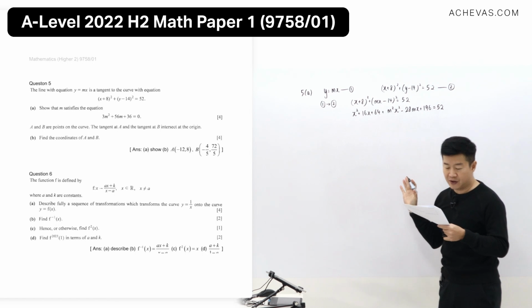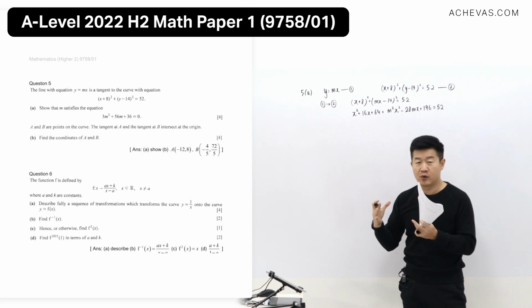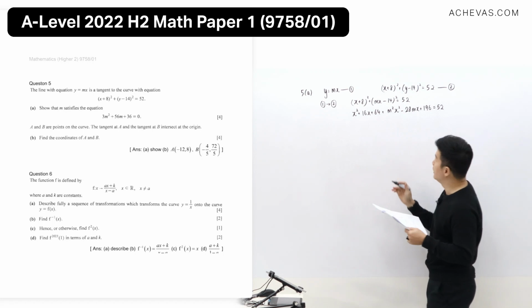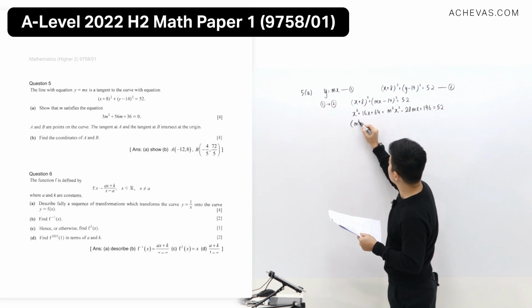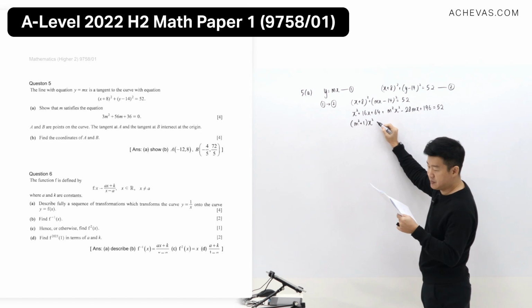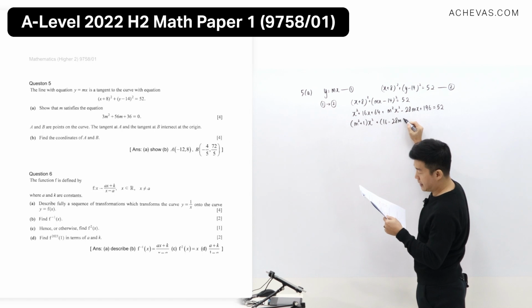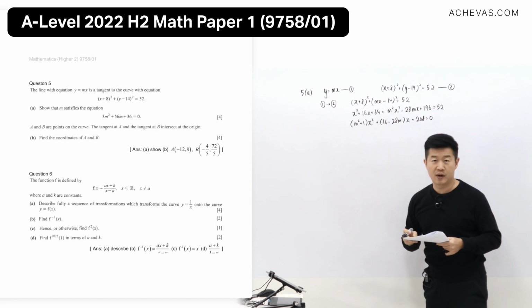I will bring everything over to the left-hand side, and I'll group all the coefficients of x², x, and the terms that are independent of x together. That will leave me with (m² + 1)x², and the next term is going to be (16 − 28m)x. Then we will have 208. This is equal to 0.